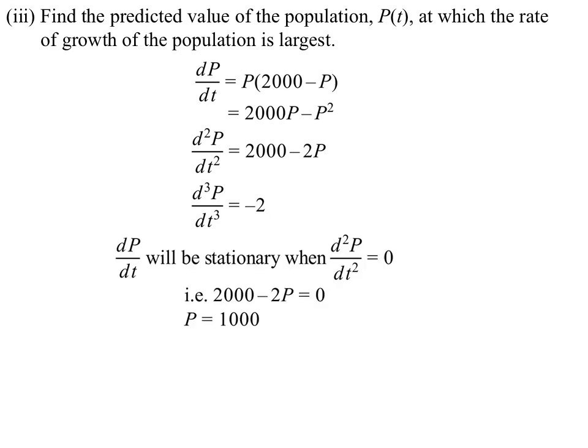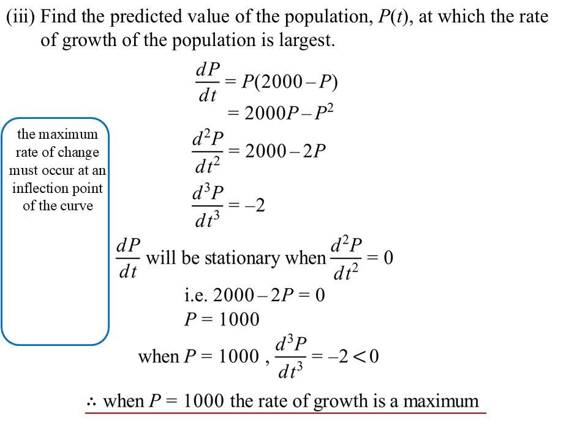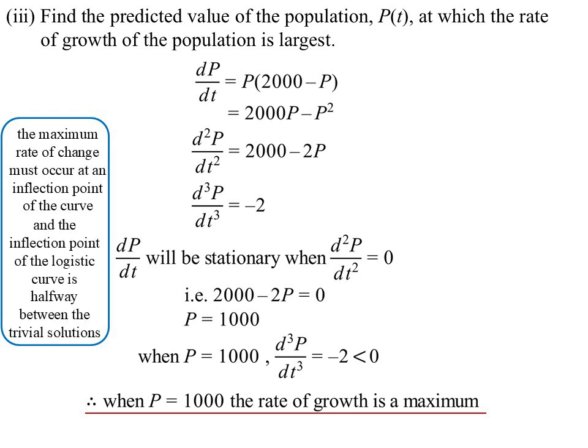So P is equal to 1,000. When P is equal to 1,000. But look, the other thing I can use is I know this. The maximum rate of change must occur at the inflection point of the curve. And we know that in the logistic curve, that's always halfway between the two trivial solutions. That's what we did in that previous example. Y value ends up being half. Remember, the two trivial solutions were 0 and 1. It's always going to be halfway between. Very good.